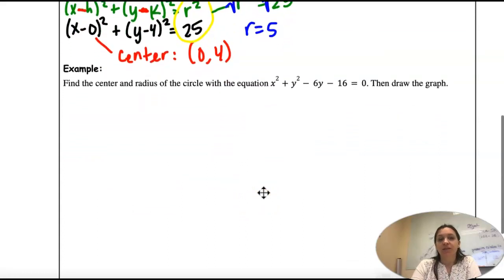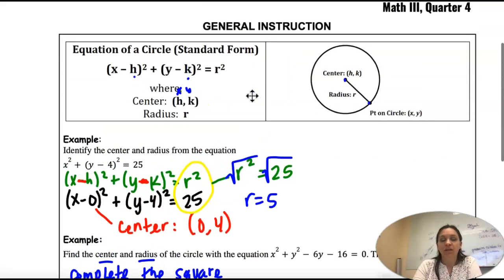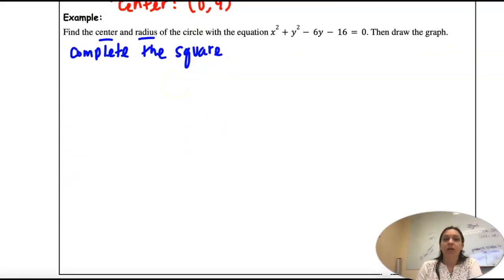So a lot of times they're not in standard form. So this is an equation not in standard form. So in order to find the center and the radius, we have to put this into standard form by doing something called completing the square. So we want squared binomials. That's what x minus h squared, y minus k squared are, binomials that we're squaring. Okay, so I'm going to reorganize this: x squared plus y squared minus 6y minus 16 equals 0.